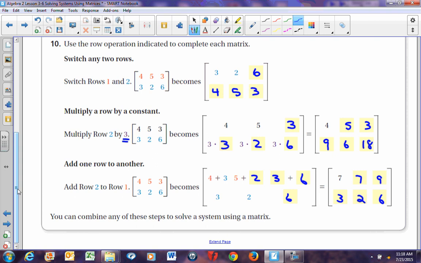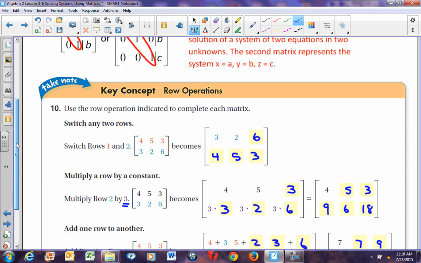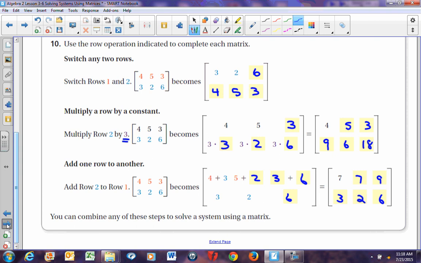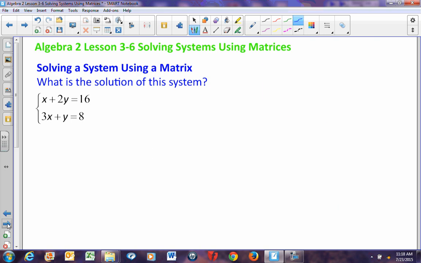Solving a matrix means you want to get it into the form of either 1, 0, a and 0, 1, b, or 1, 0, 0, 0, 1, 0, 0, 0, 1. That depends on if it's 3 equations with 3 unknowns or 2 equations with 2 unknowns. We're never going to go more than 3 and 2 by hand. So we're going to solve a matrix. What is the solution to this system?